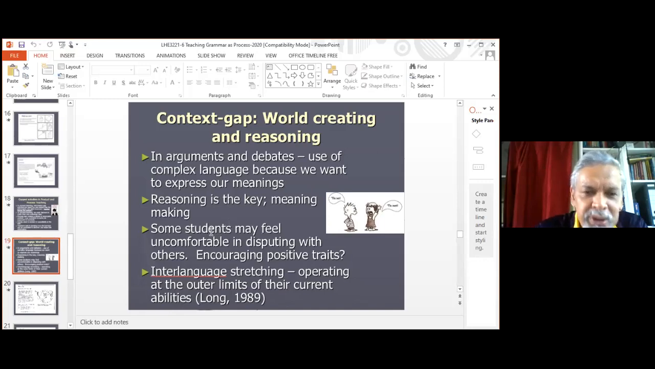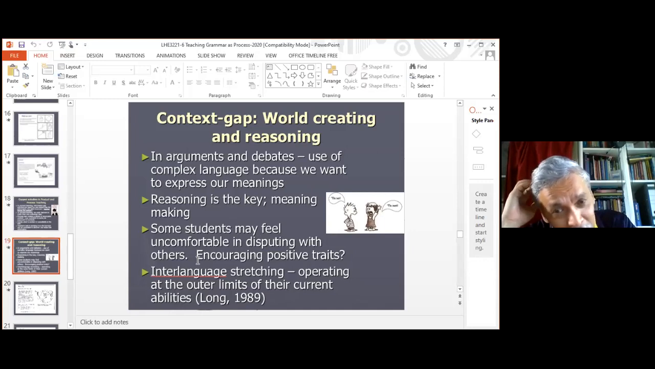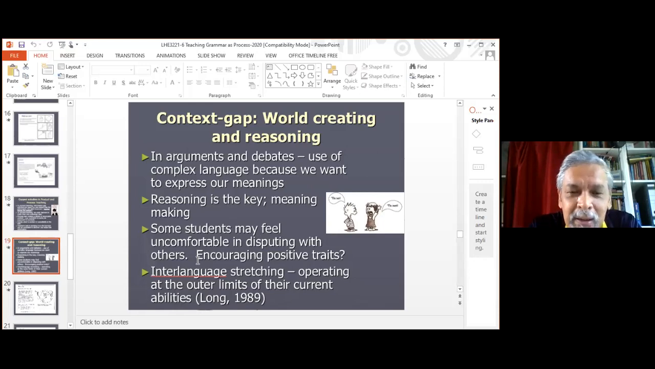Of course, some students may feel uncomfortable disputing with others. This is very cultural, and also we don't want to be impolite and rude to people. But sometimes it's important, because you may come across something that you feel is wrong, and you want to correct it. If you don't have the language to do it, then you can't do anything. But if you have the language and it's appropriate, then you can express your opinion.